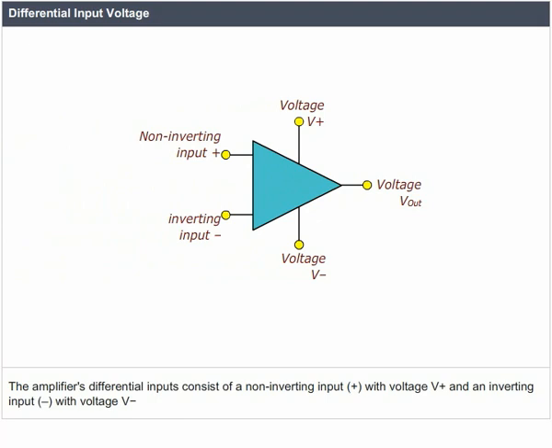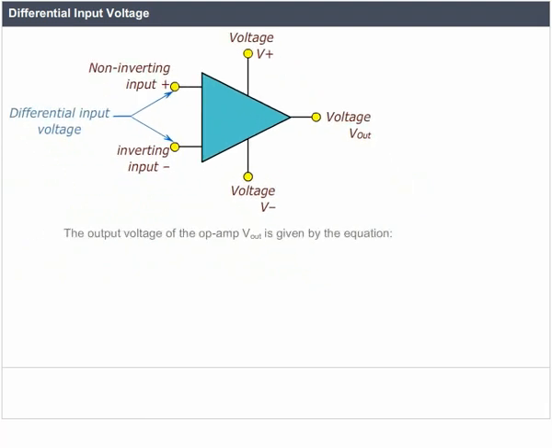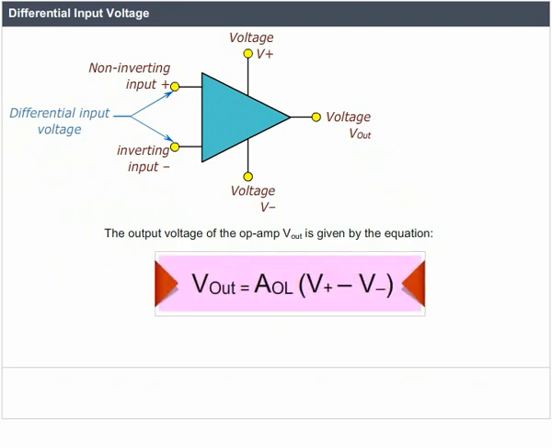Ideally, the op-amp amplifies only the difference in voltage between the two, which is called the differential input voltage. The output voltage of the op-amp, V out, is given by the equation V out is equal to AOL open brackets V plus minus V minus close brackets, where AOL is the open loop gain of the amplifier.